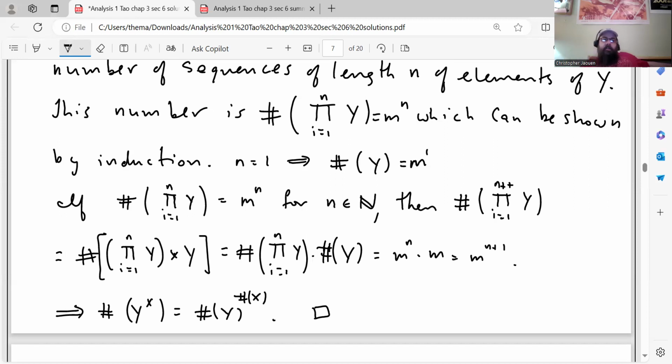Okay, that's equal to the cardinality of the Cartesian product of Y with itself n times, Cartesian product with Y, and that's equal to the product of the cardinalities of those two sets, which is m to the n times m, which is m to the n plus 1, or if you prefer, m to the successor of n. That implies that the cardinality of the set of all functions from X to Y is equal to the cardinality of Y raised to the cardinality of X. Okay, that was a long one.